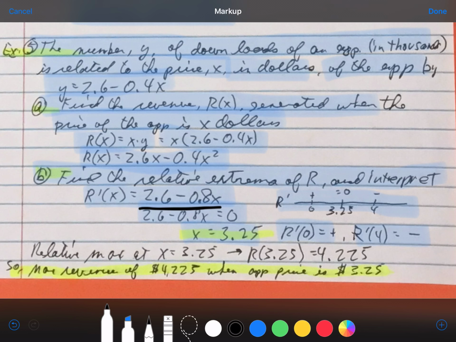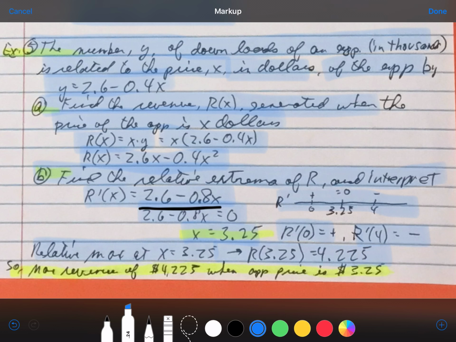which means that our function would have a relative max at that x value, right? The first derivative is changing from increasing to decreasing. So at x equals 3.25, we have a relative maximum. And the value of the function there, if you plug 3.25 into the function, now again, be careful because we are working with different functions here. The function r, the derivative r prime, I want to know the actual value of the function, so I'm plugging that into r of 3.25, and you get 4.225.